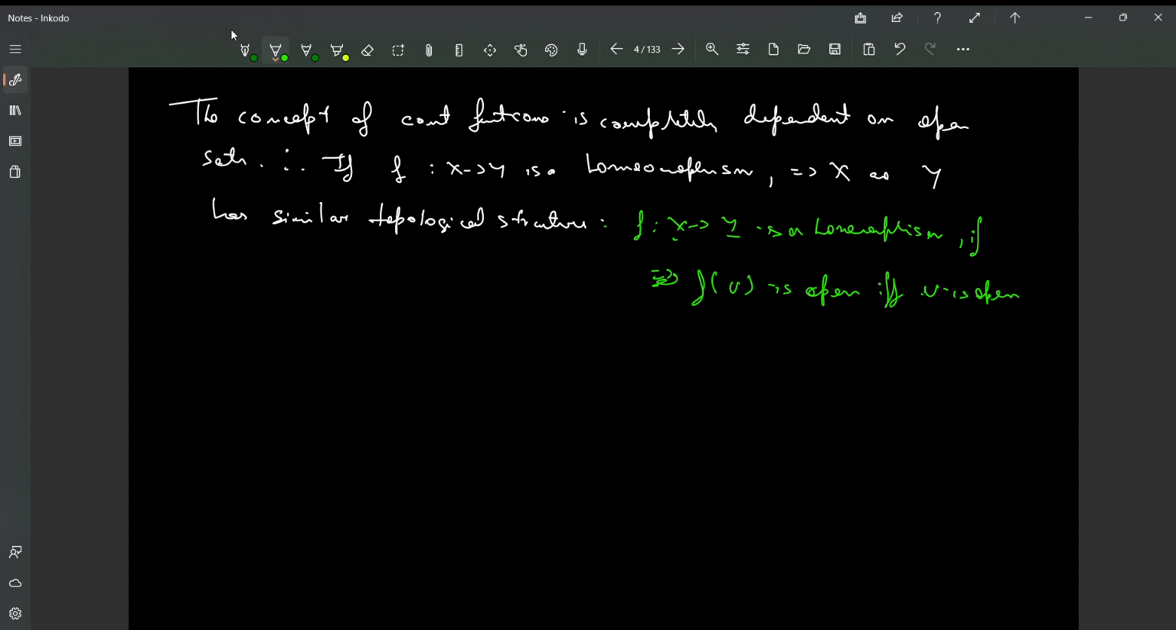Surely f of U is an element of Y and U is an element of X. Therefore, the open sets in Y are completely determined by the open sets in X, and vice versa. X and Y have similar topological structure, because the topological structure is the collection of open sets. We can completely determine the open sets of Y with respect to the open sets of X and vice versa. So if f from X to Y is a homeomorphism, then X and Y have the same topological structure.